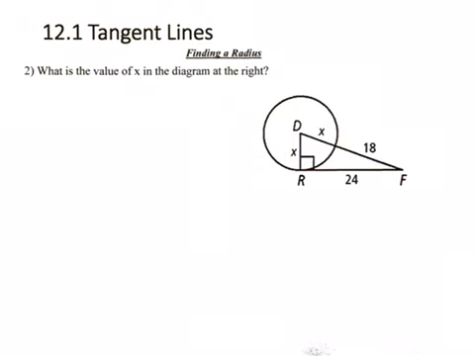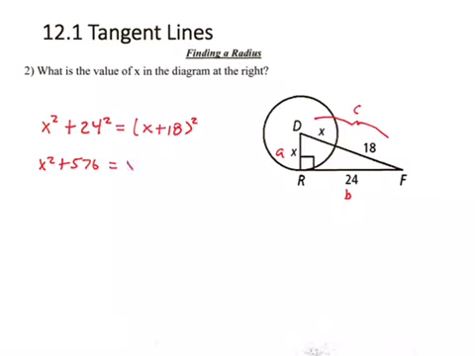Question 2, very similar. We're going to use the Pythagorean theorem again to help us figure out the radius of the circle. So we've got A, B, and all of this is going to be C. So that's x squared plus 24 squared equals x plus 18 squared. So we'll go ahead and multiply out the left the best we can. This gives us x squared plus 576 equals x squared plus 36x plus 324.